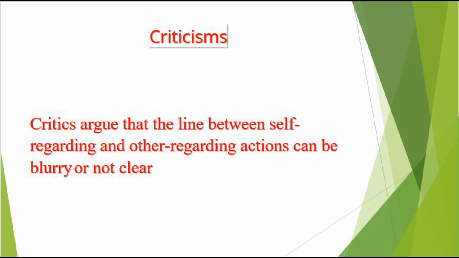Second point is about self-regarding and other-regarding actions. Critics argue that the line between self-regarding and other-regarding actions can be blurry. For example, some actions might primarily affect the individual only, but also indirectly harm their family or society, such as smoking. Smoking in private can still pose public health issues through second-hand smoke or passive smoking.